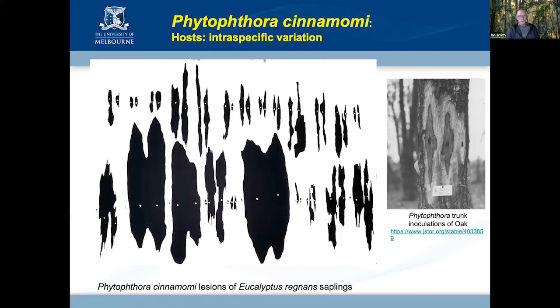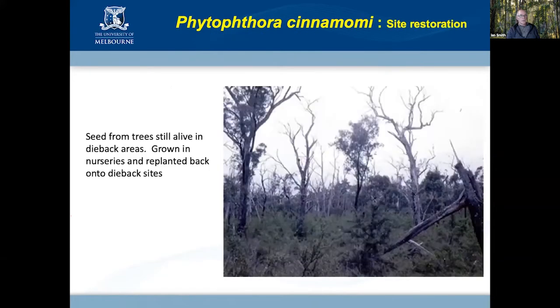So how can we take advantage of this resistance in our populations? In one place in South Gippsland, we actually went around collecting seed from yellow stringybark trees that were still surviving on some of the sites. And these were grown in nurseries and then replanted back onto the dieback sites. And that was quite successful, but unfortunately plantings are not as quick to grow as the normal native forest would be. These forests tend to grow fairly slowly anyway. So that was one approach.